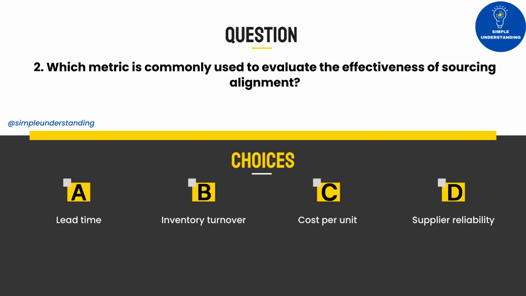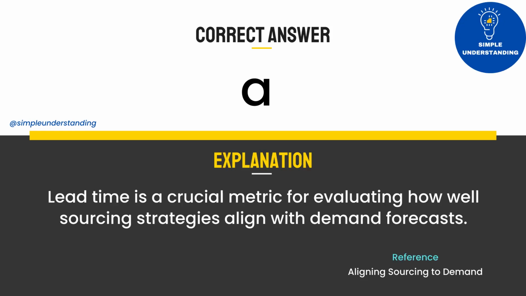2. Which metric is commonly used to evaluate the effectiveness of sourcing alignment? A. Lead time. B. Inventory turnover. C. Cost per unit. D. Supplier reliability. Correct answer, A. Explanation. Lead time is a crucial metric for evaluating how well sourcing strategies align with demand forecasts.